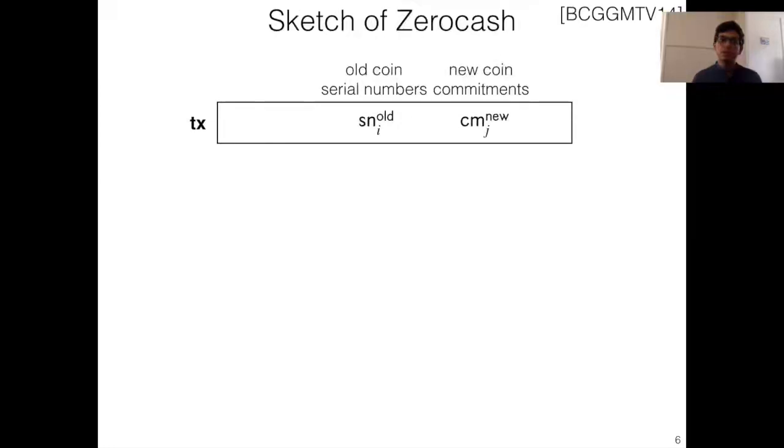As I said, in Zerocash, a transaction consists of serial numbers corresponding to the old coins and some commitments corresponding to the new coins. To check a transaction, we have to do two things. First, we have to verify that the serial numbers in the transaction don't appear in any past transaction. So this is a double spending check. Next, we also have to validate a zero-knowledge proof that asserts some properties about the old and new coins.